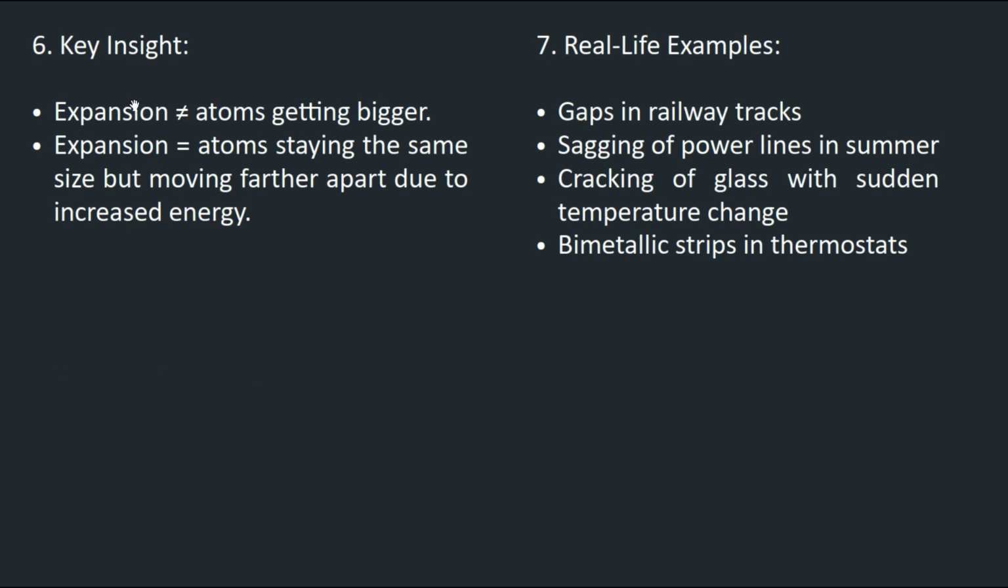The key insight is that expansion is not atoms getting bigger, right? There's a misconception. People feel that when we say that on increase in temperature the object's size increases, it happens at the atomic level. Atoms themselves are not increasing in size. Their radius and energy levels are not changing. If you go to the next chemistry chapter, atoms have a fixed radius, and outer shell and inner shell and so on. The outer shell is not increasing, so that radius is not increasing.